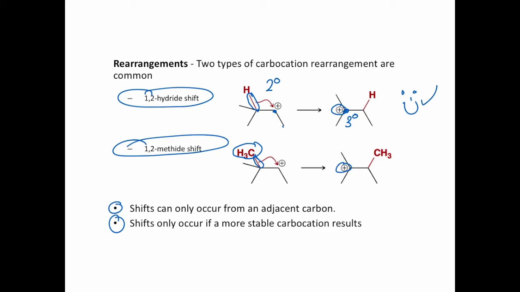Over here, this carbocation is also secondary. On this adjacent carbon, there aren't any hydrogens to move, but there is a methyl we could move. So we're going to shift over that whole methyl group, and as a result, we get a more stable tertiary carbocation.